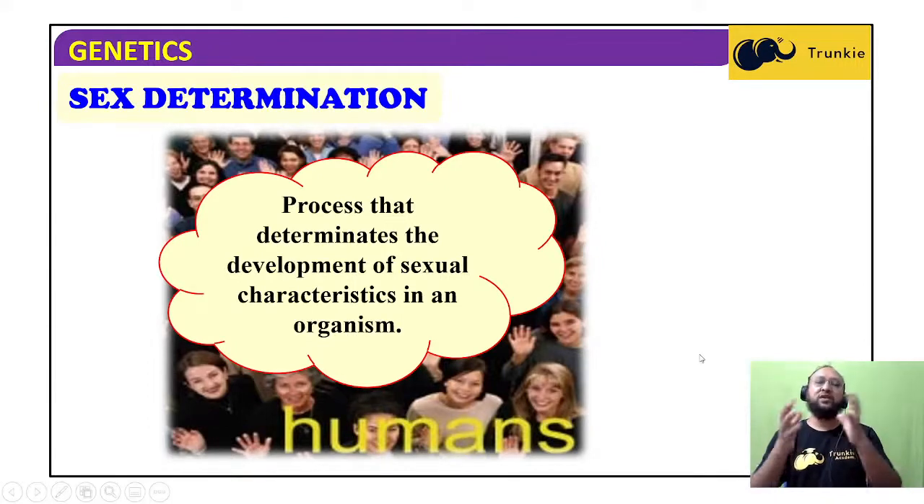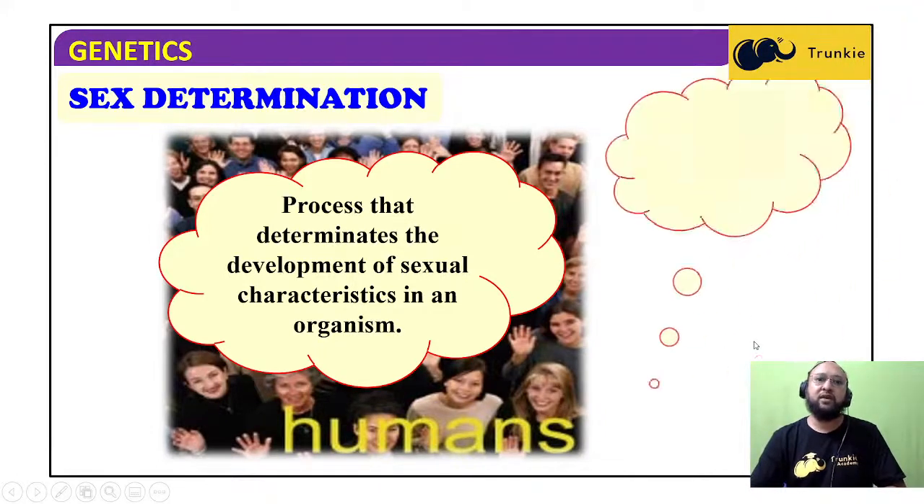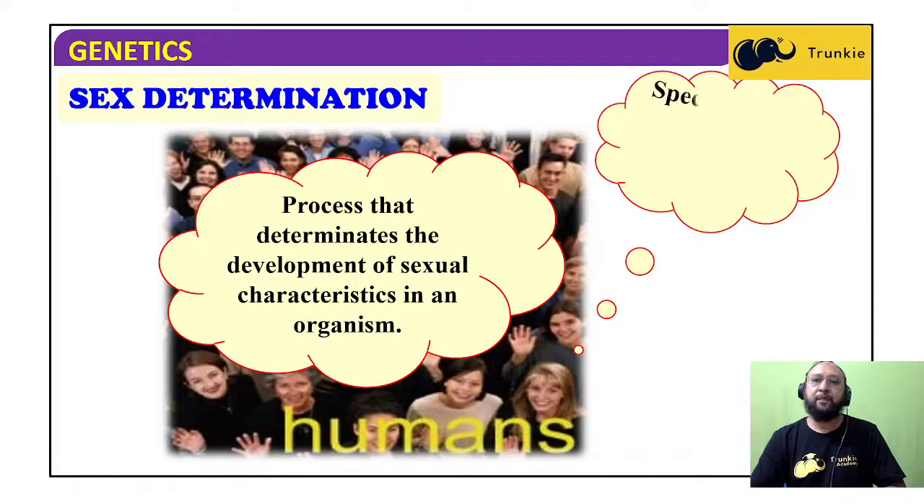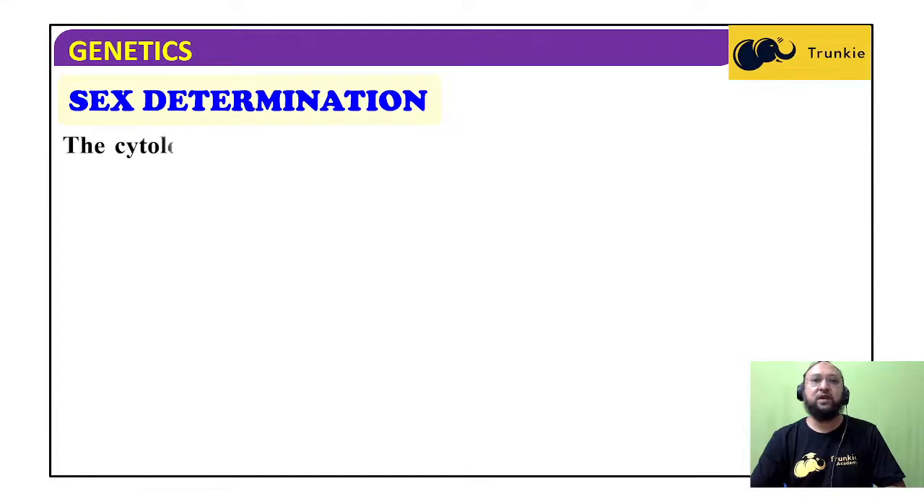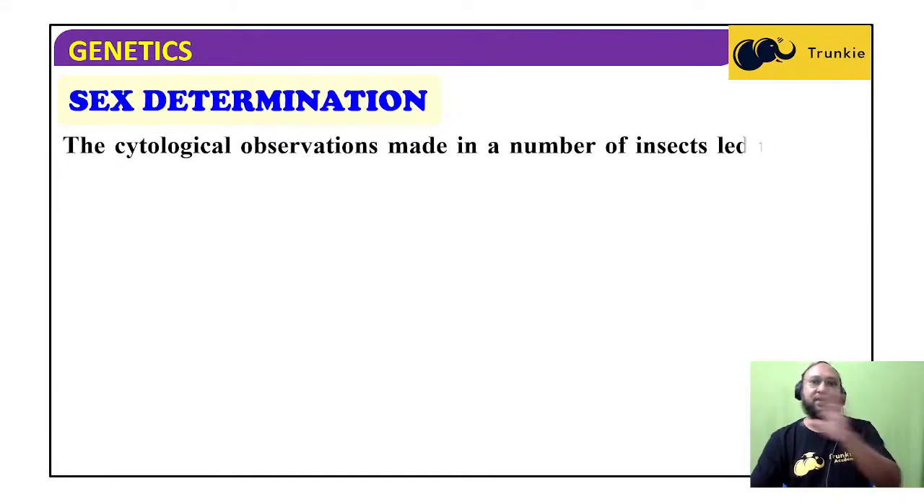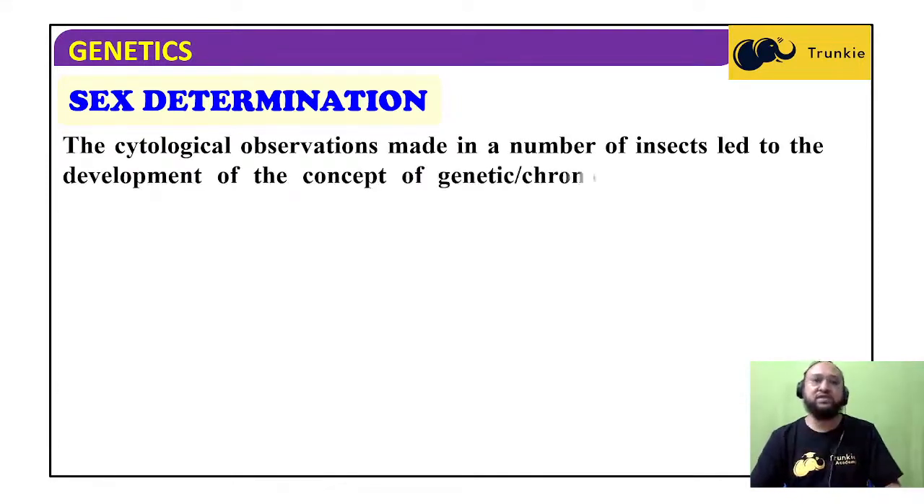So sex determination is a process that determines the development of sexual characteristics in an organism. During the development of the fetus in the womb of the mother, the sexual organs start forming, and then the different characteristic features are developed later on after the birth. So it specifies the organism's sexual morphology. Morphologically, male and female are quite different and distinct.